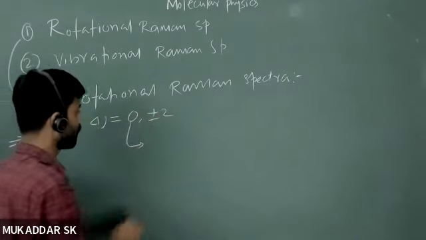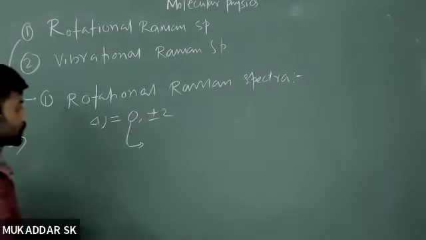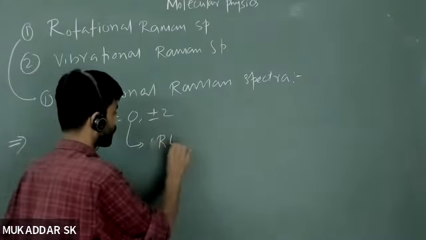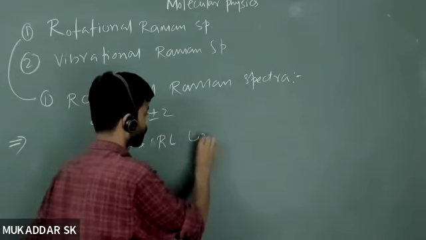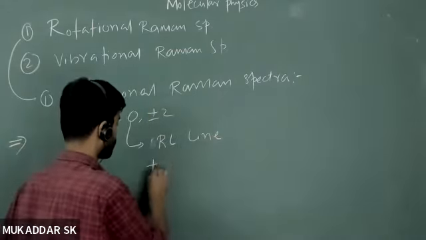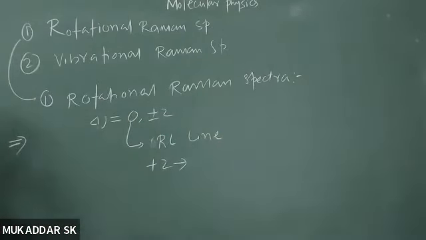So 0 is for your what? 0 is for the Rayleigh line. And plus 2 is for? Anti-Stokes. Plus 2 is for what? Anti-Stokes or Stokes? Stokes, right?